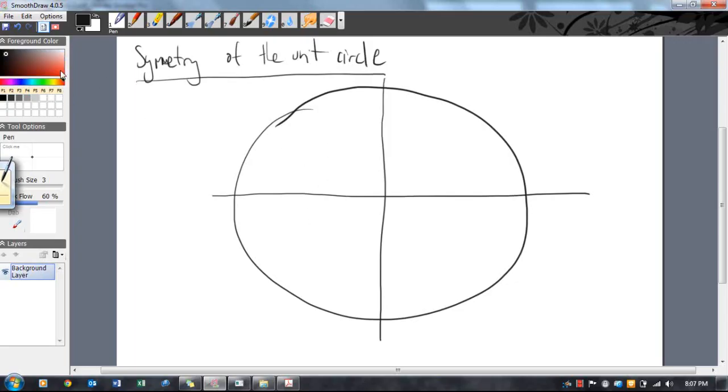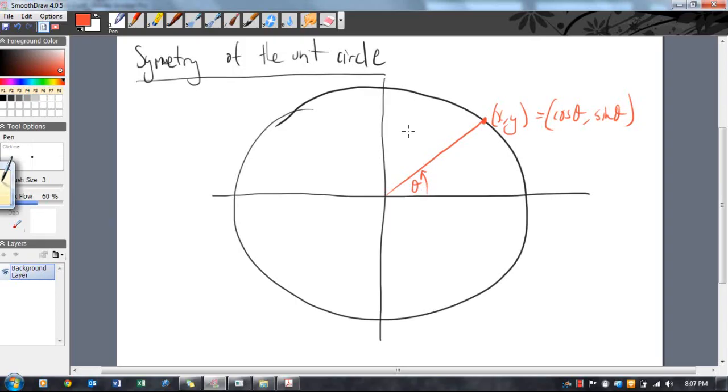Let's say we have some angle theta here. Just remember that if we've got the point x, y here, because we've got theta there, that's cos theta and sine theta. So hopefully you know this already: cos theta and sine theta.